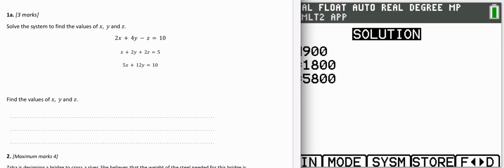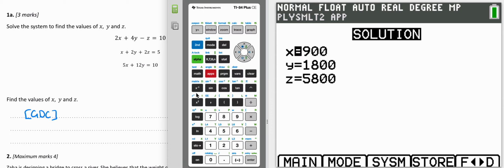Solve the system of equations. So this is a simultaneous equation question, and we have 1, 2, 3 equations and 1, 2, 3 unknowns. So pretty much the whole of this question is going to be done on your GDC.